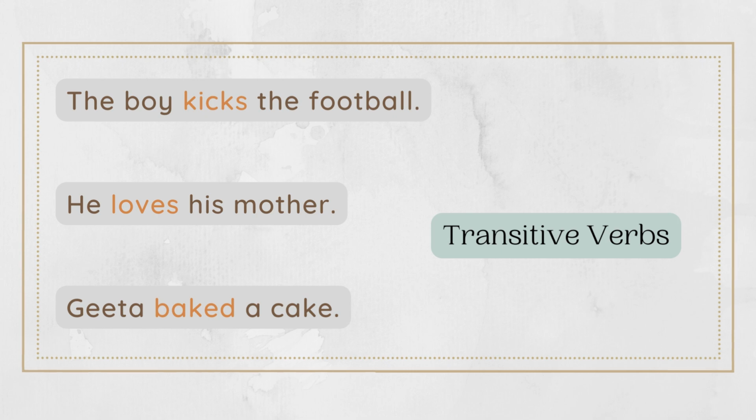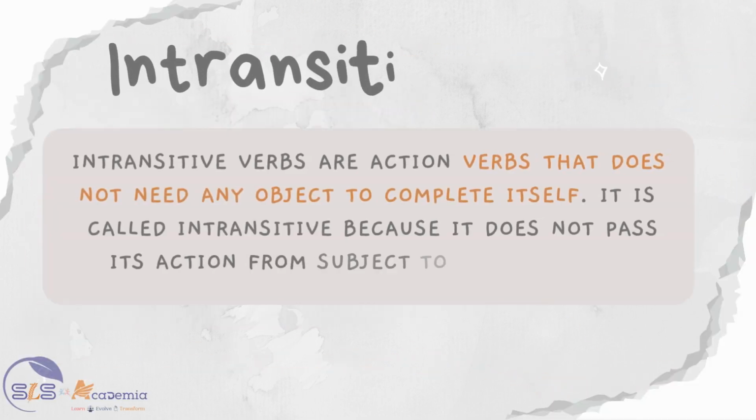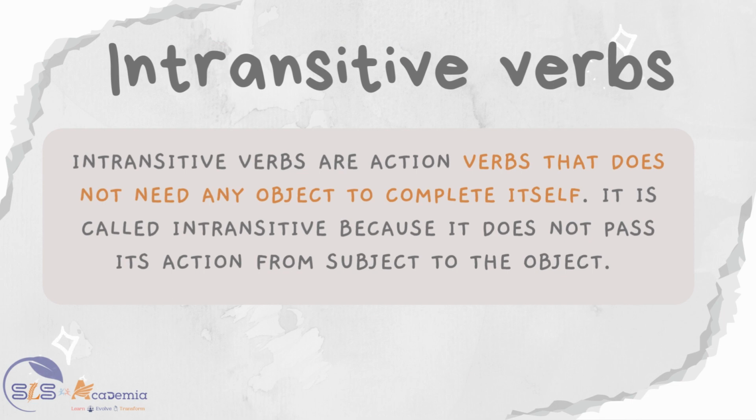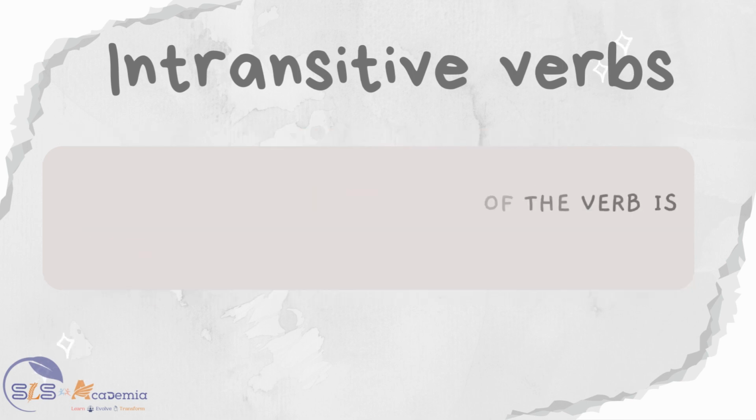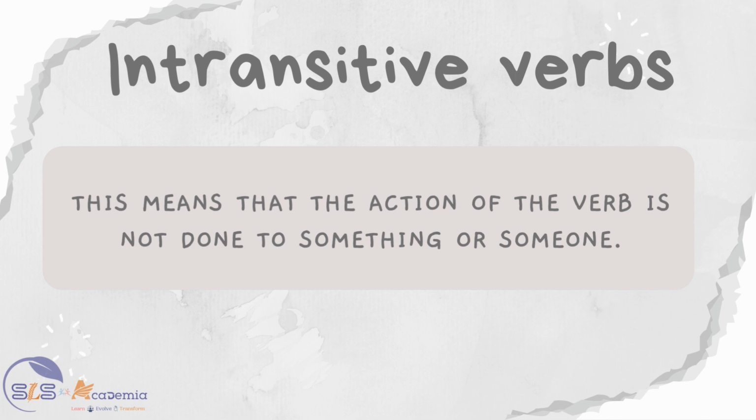The opposite of transitive verb is intransitive verb. Intransitive verbs are action verbs that do not need any object to complete themselves. It is called intransitive because it does not pass its action from subject to the object. This means that the action of the verb is not done to something or someone.